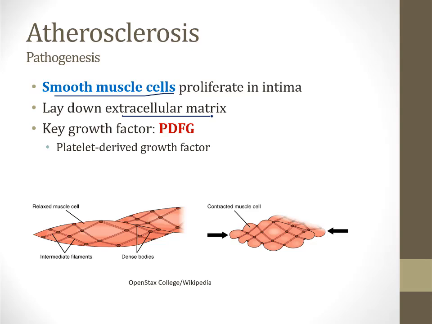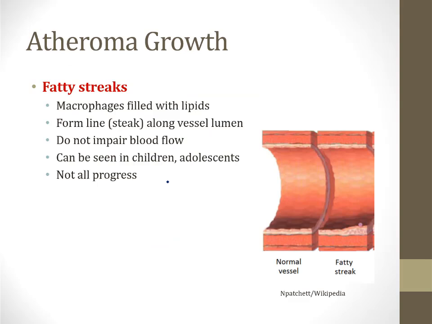And a key growth factor for these smooth muscle cells is PDGF, and it's very high yield to remember this. PDGF is platelet-derived growth factor. It is a classic stimulator of smooth muscle cells, and it's believed to play a role in atherosclerosis in driving the smooth muscle proliferation.